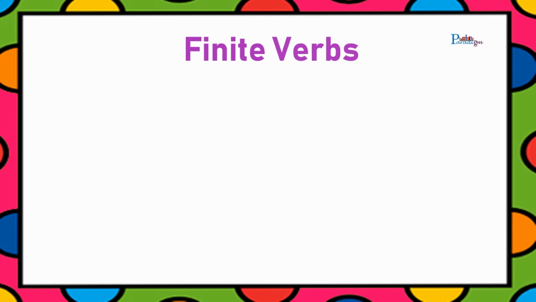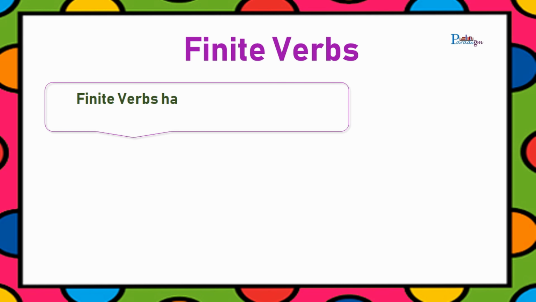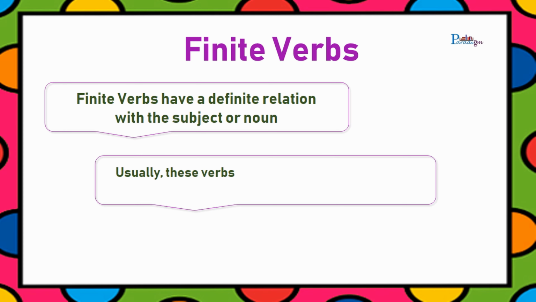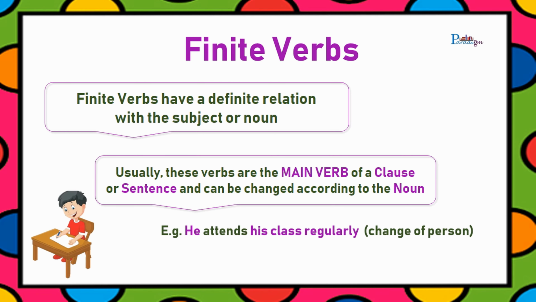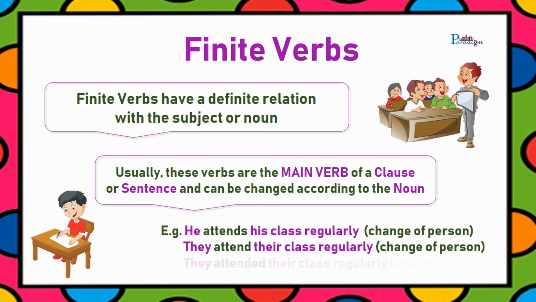Let's begin with the finite verbs. Finite verbs have a definite relation with a subject or noun. Usually, these verbs are the main verb of a clause or sentence and can be changed according to the noun. He attends his class regularly, change of person. They attended their class regularly, change of tense.